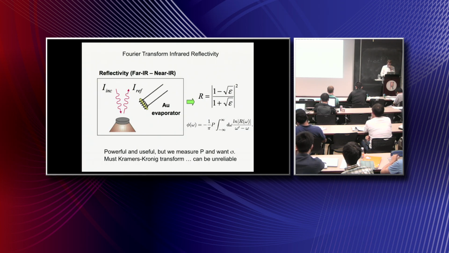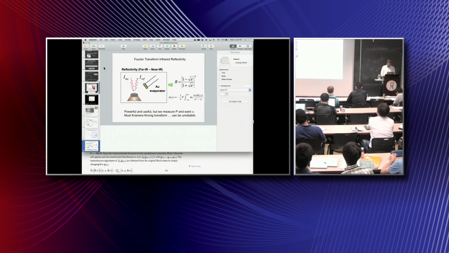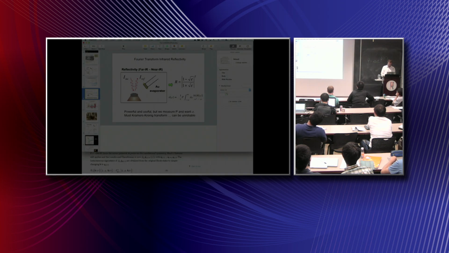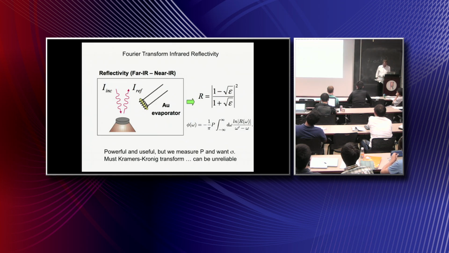Let's see, I thought I had another plot in here I wanted to show you. That comes later on, good. So as another example of the kinds of experiments that are still quite useful, a little bit older but really still quite useful, is what's called Fourier transform infrared reflectivity.